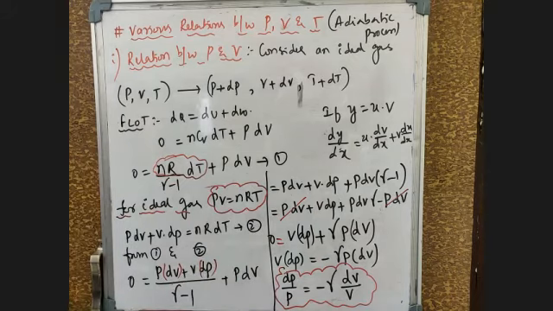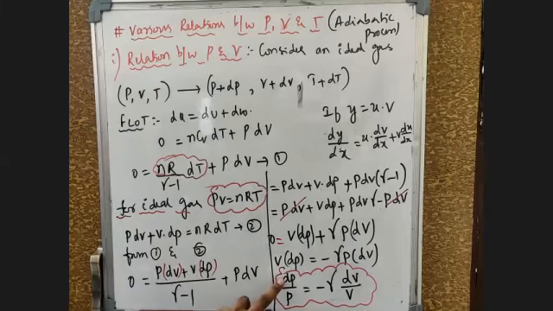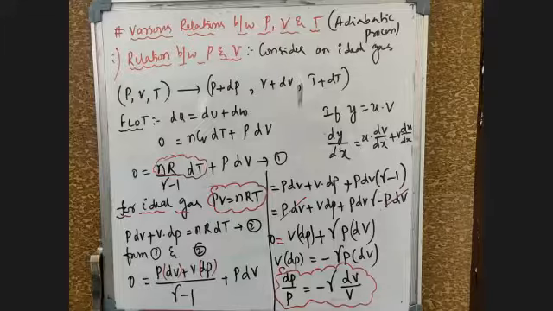He may ask you sometimes in a problem, in an adiabatic process, what is the ratio of dP by P? The answer is minus gamma into dV by V. That is the relation you need to remember. Can I repeat?